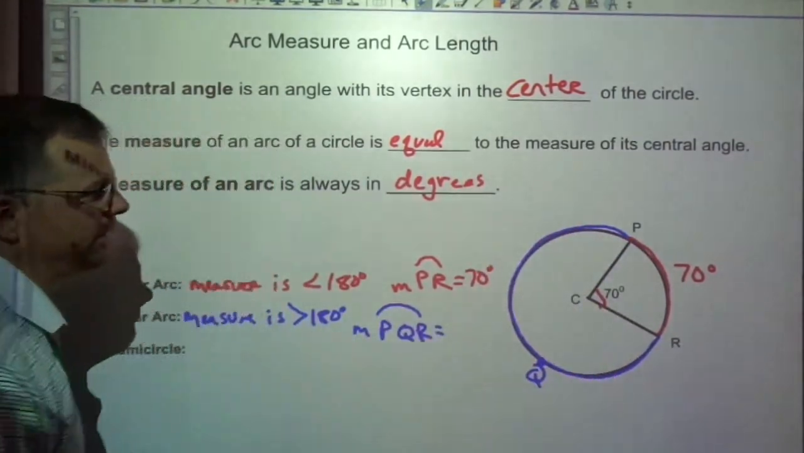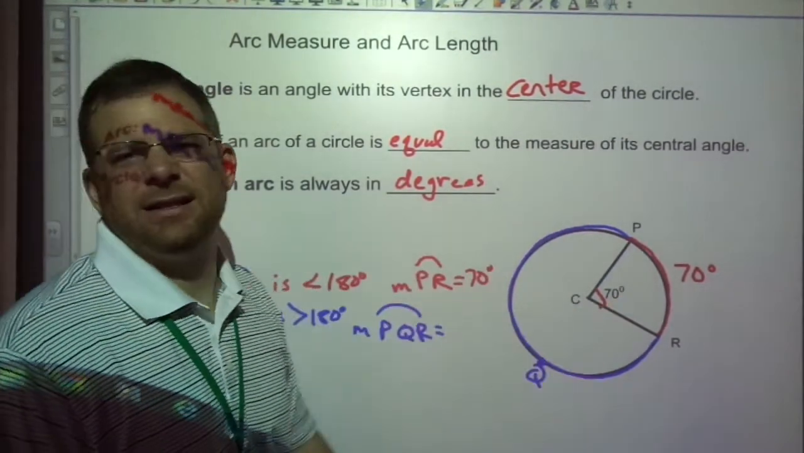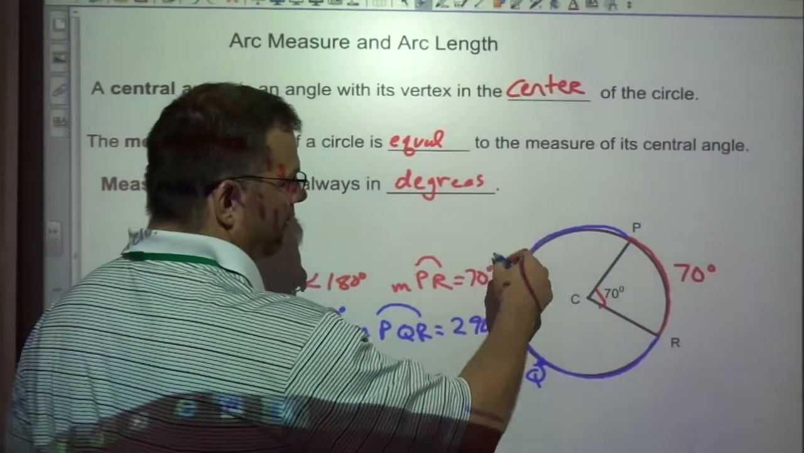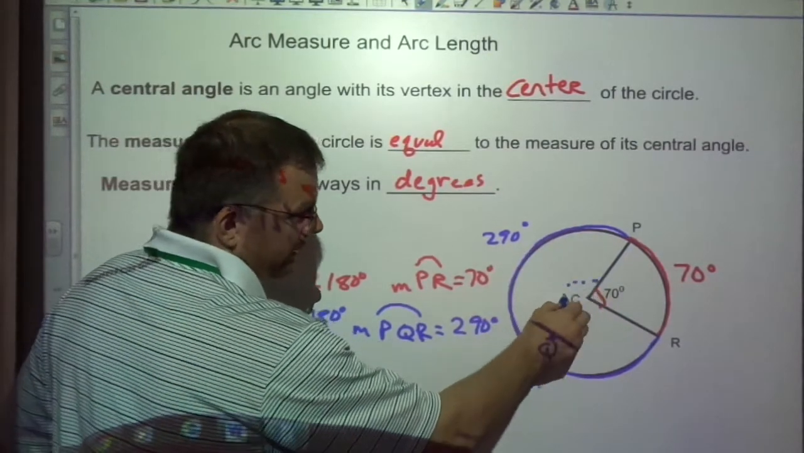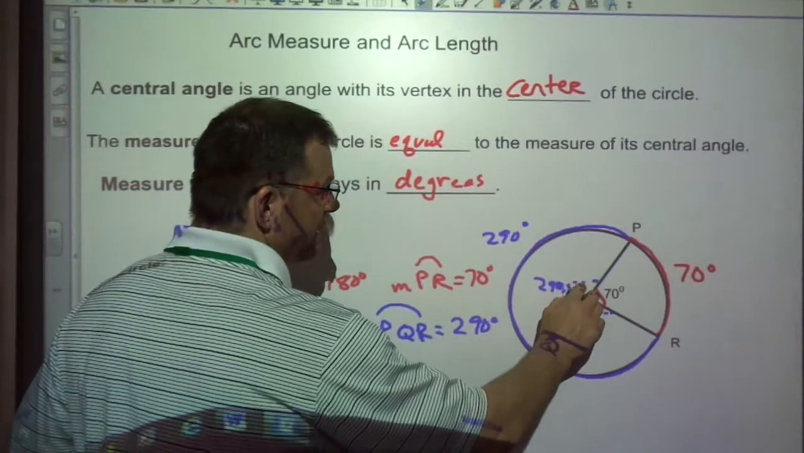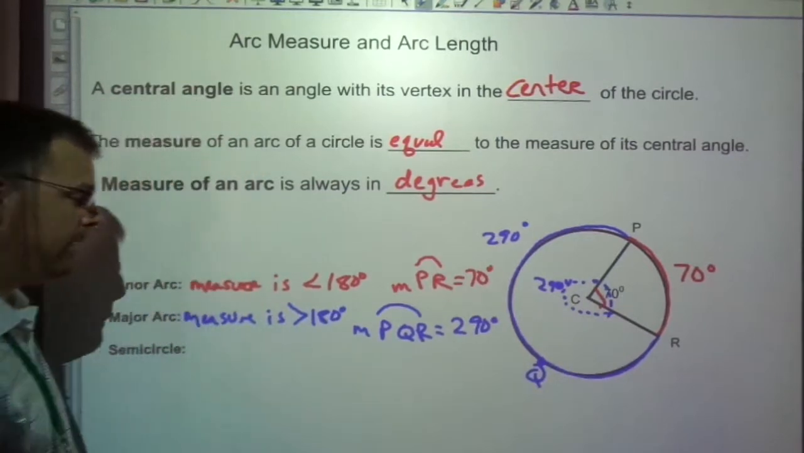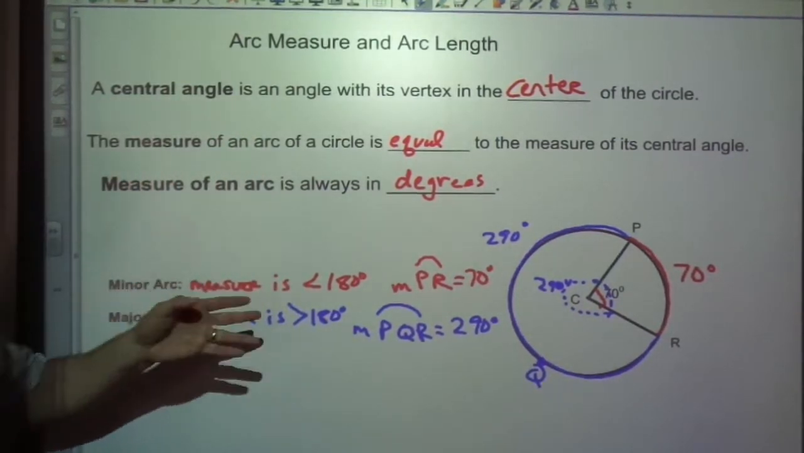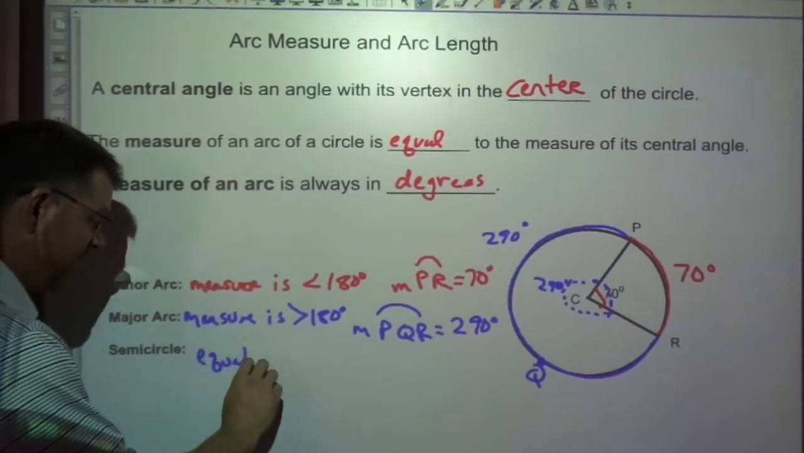And we could figure out that measure as well. There's 360 total. 360 minus 70 leaves 290 degrees to go the whole way around. Which means this central angle that went all the way around there is also 290 degrees. Together that would make 360 if we finish the circle. So minor arcs are less than 180, major arcs are greater than 180. A semicircle would be equal to 180.